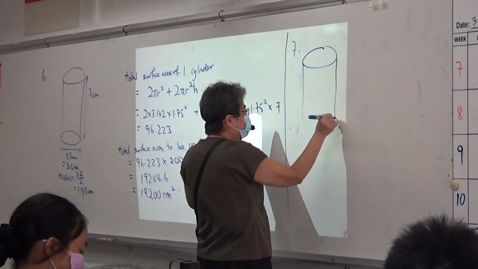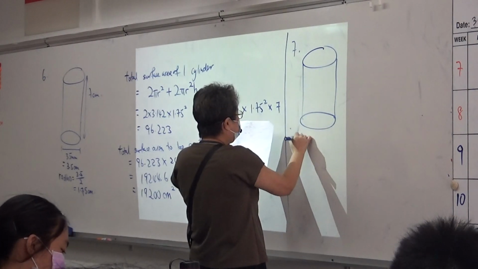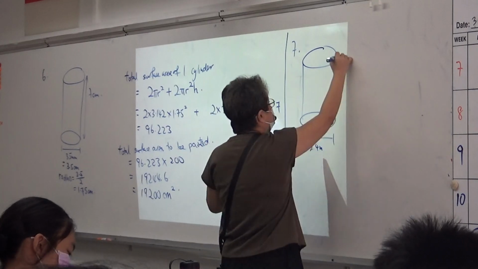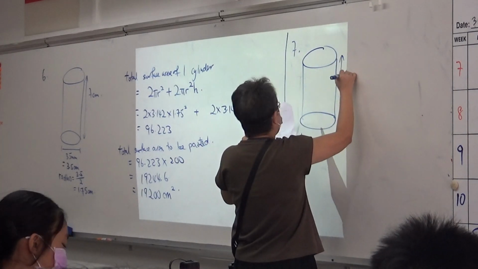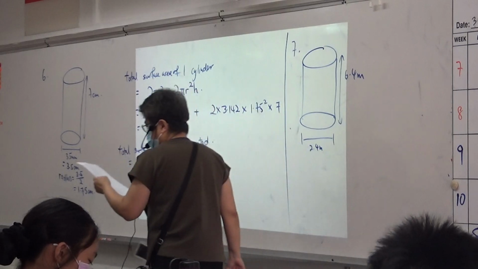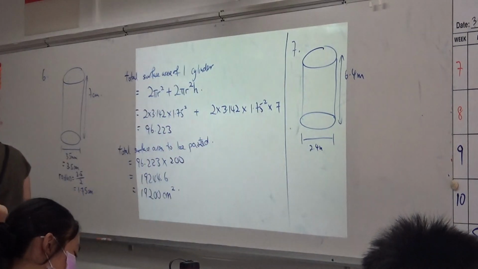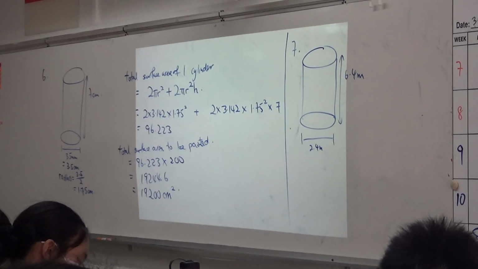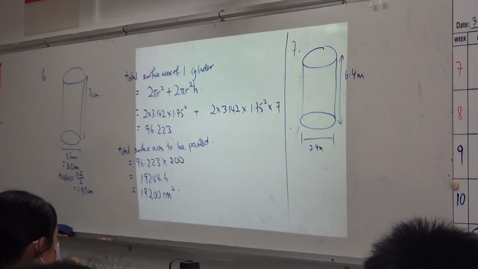Alright? Now, question 7. I have a big cylinder that has diameter 2.4 meters and height 6.4 meters. Is this correct? This is the big one, right? Okay. Then this is filled to the brim with oil. Okay. Find the number of complete cylindrical containers of base radius 8.2 cm.